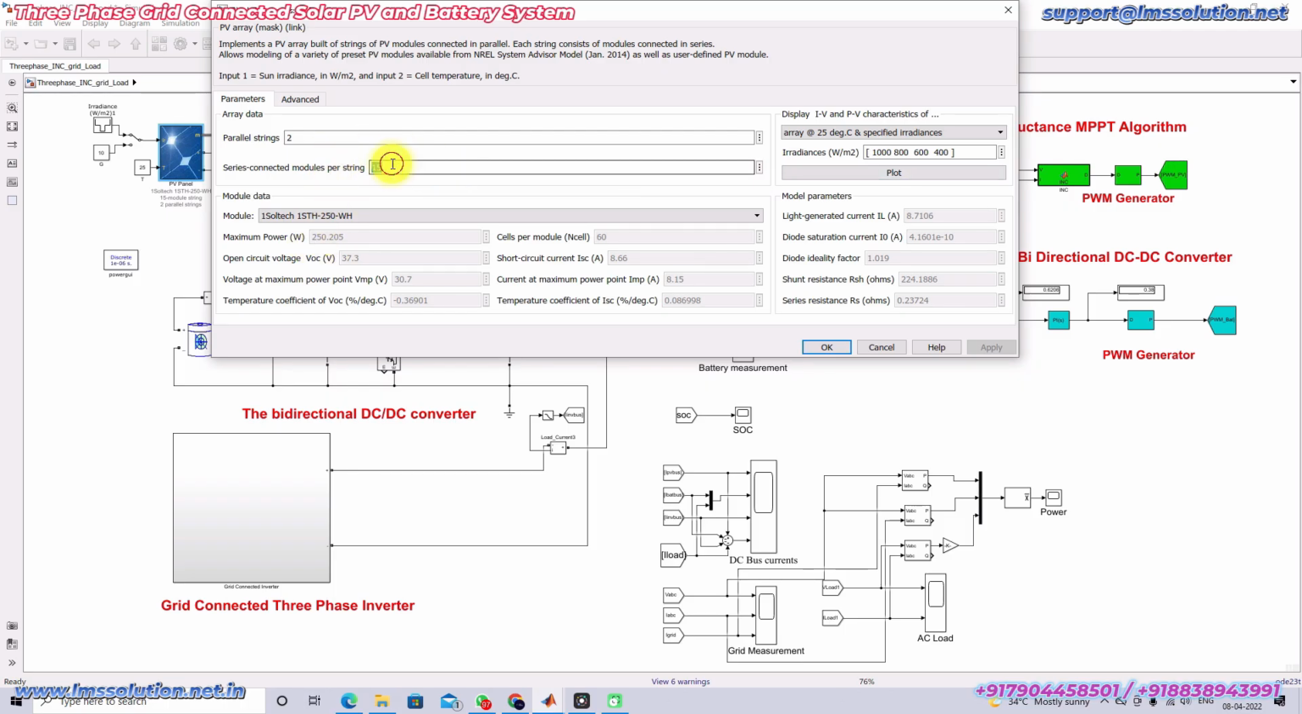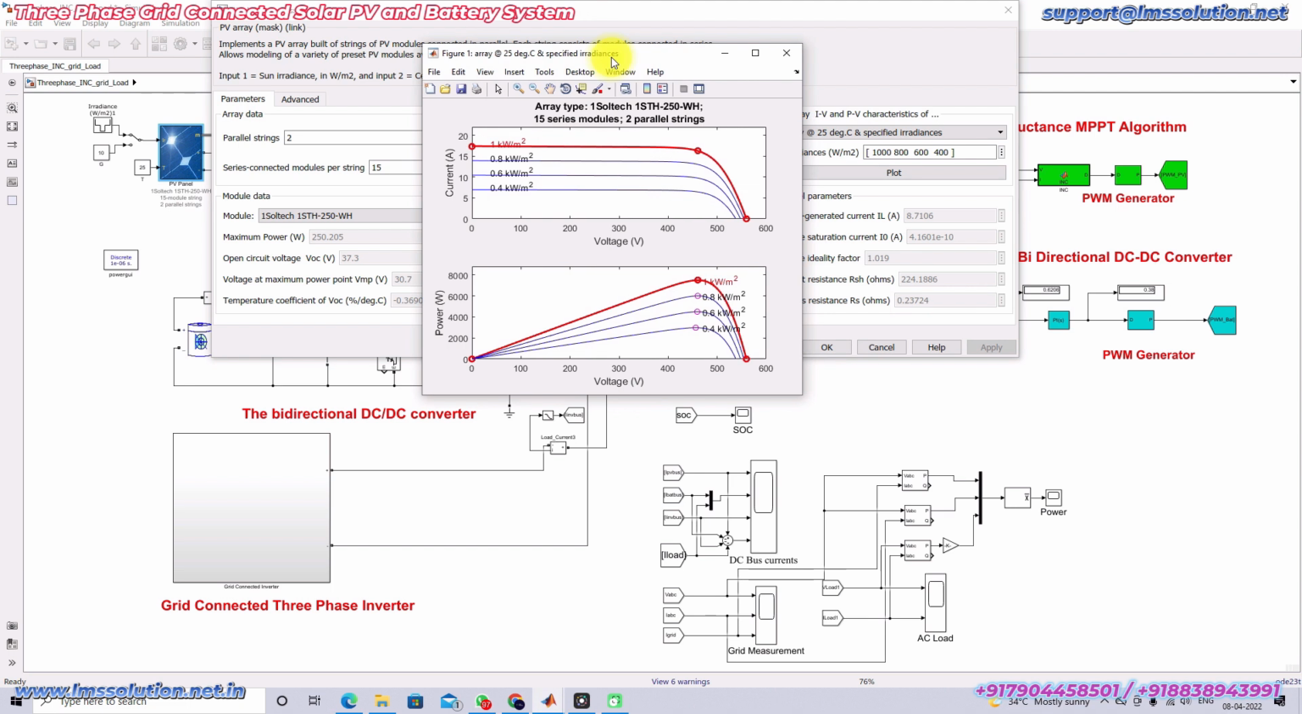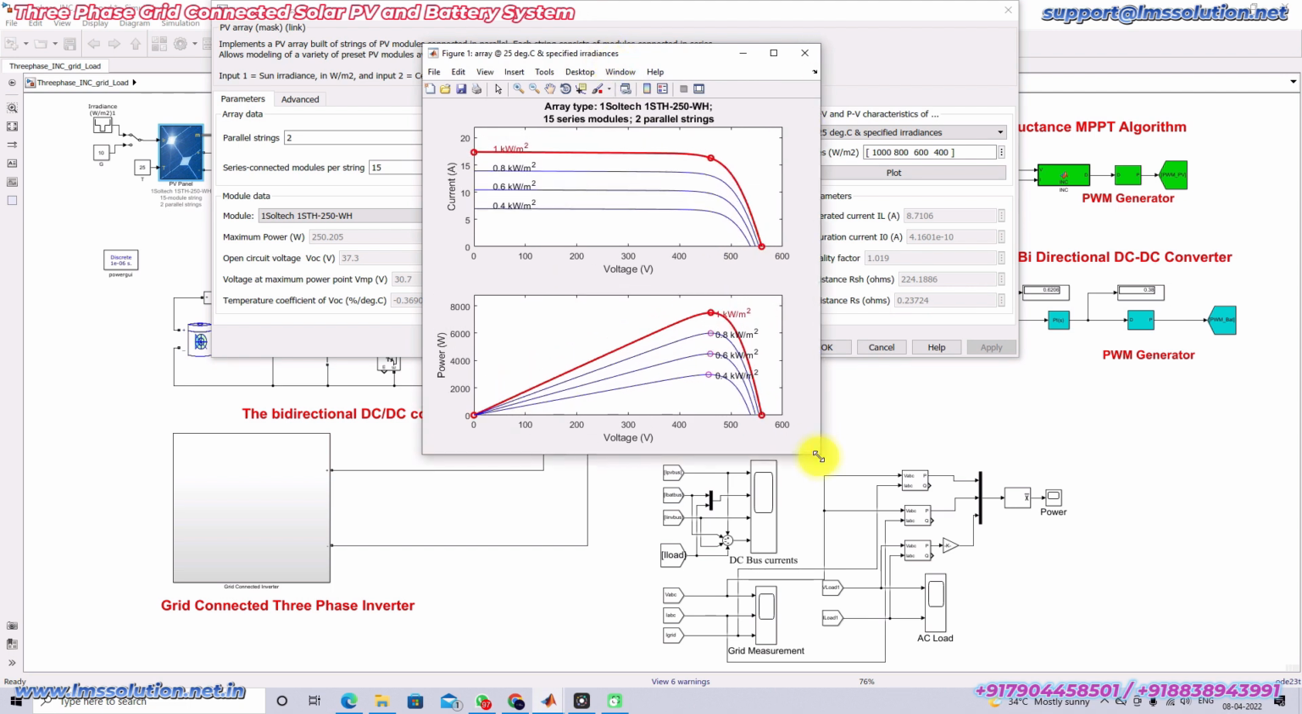watts panels in series. The series string has 15 modules, and then there are two parallel strings. For a single panel, the voltage rating is around 30.7 at the maximum power point condition and 8.15 amps at the maximum power point condition. And this is the IV and PV characteristics of the considered PV array, that means the 15 series string and 2 parallel string model.